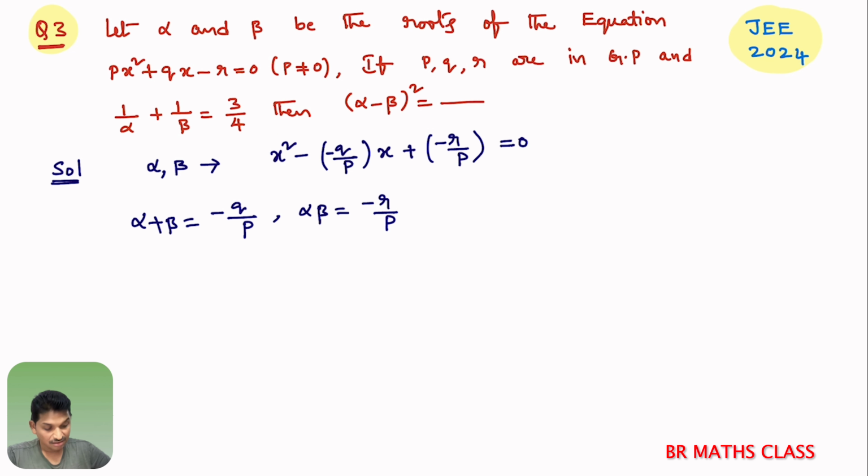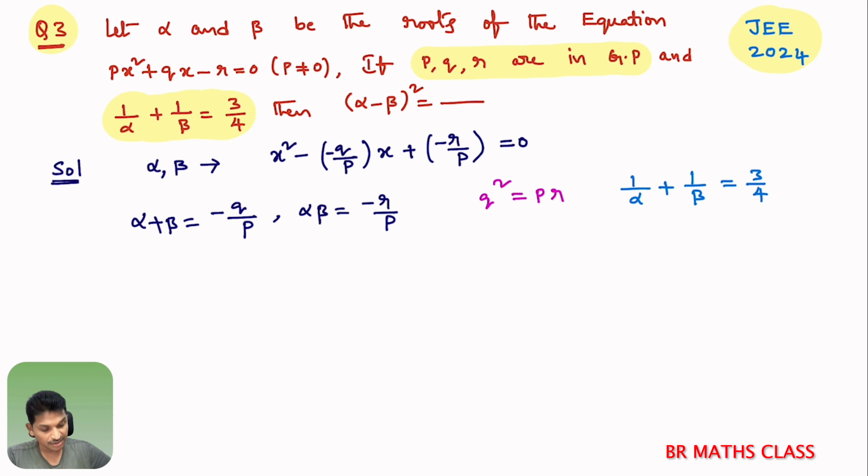Okay. And you see, in the question they gave that p, q, r are in GP. If three terms a, b, c are in GP, then what do you know? You know that b square equals ac. If three terms p, q, r are in GP, then you know that q square equals p r. This is the information we have. And they gave this information: 1 by alpha plus 1 by beta equal to 3 by 4. I'll write that one also.